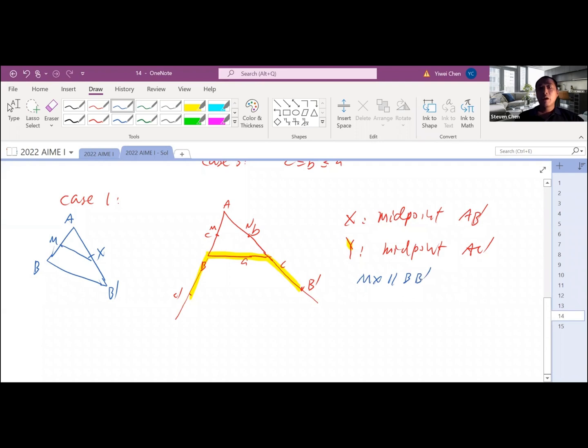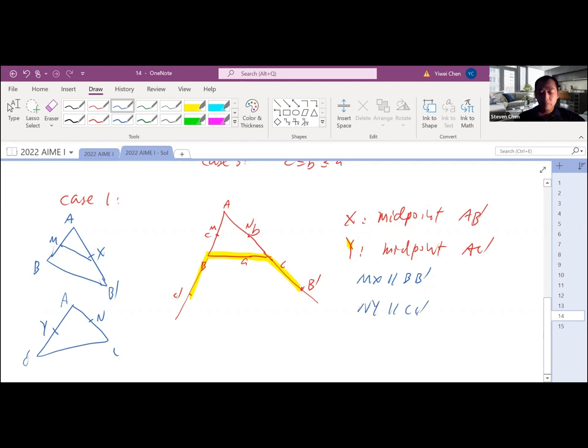Analogously, if you apply a similar argument to another triangle, ACC prime, because N is the midpoint of AC and Y is the midpoint of AC prime, we know that YN is also parallel to CC prime.